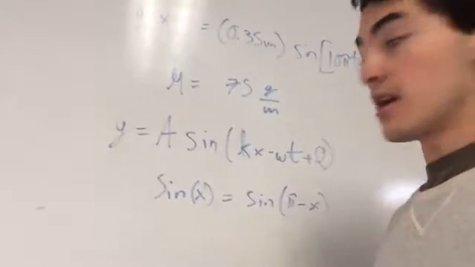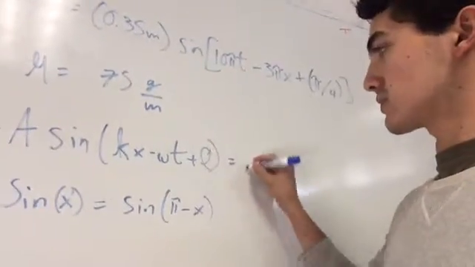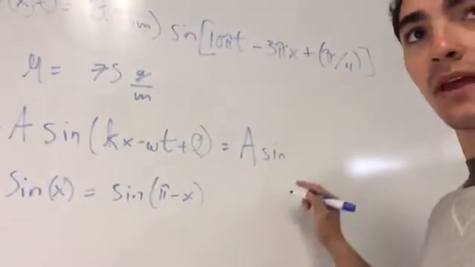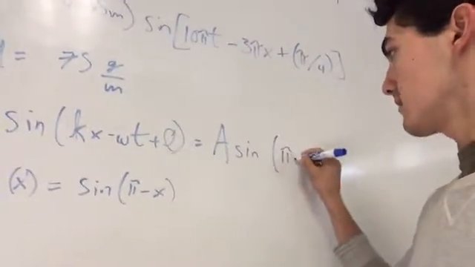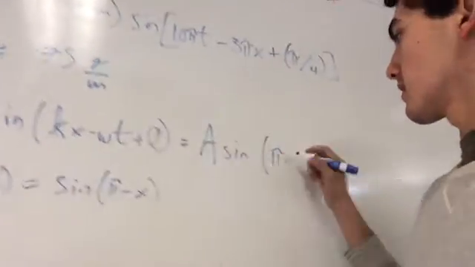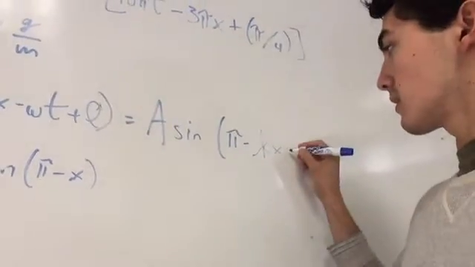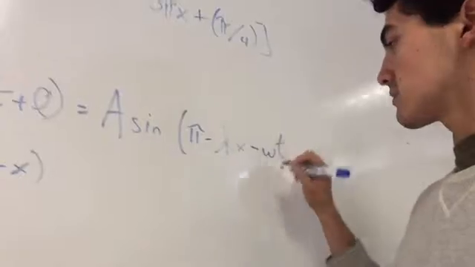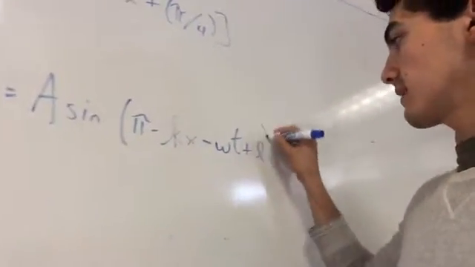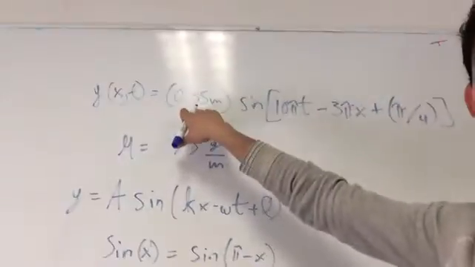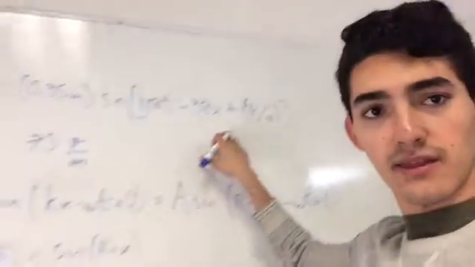This is the same, so we can also express it as the amplitude times the sine function of π minus (kx − ωt + φ). And now with this equation, we can take from it the values of the things we know.